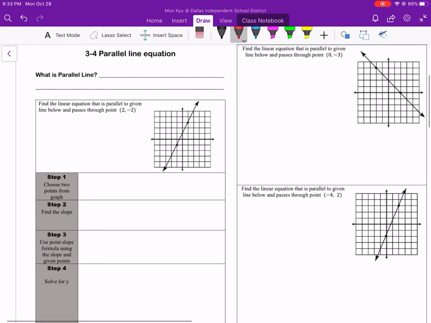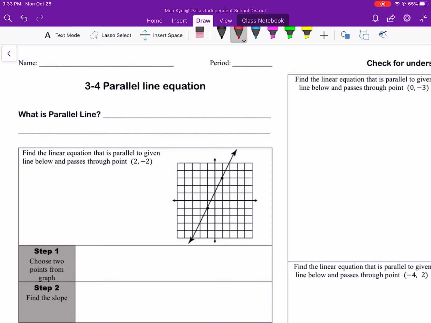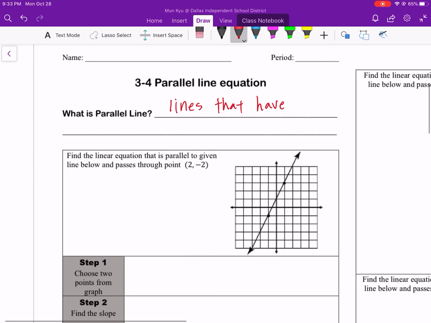Now, what is a parallel line? Parallel lines are lines that have the same slope, therefore they never meet.